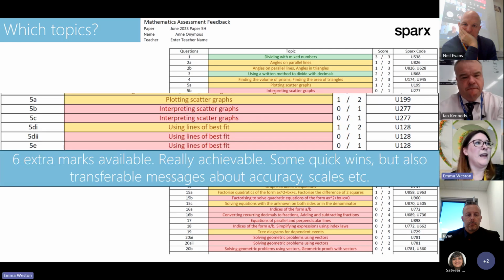Something like scatter graphs, which some of you identified, I agree that it's got some really quick wins. It's also got some of those transferable messages about a need for being accurate, a need to be able to interpret scales properly. I'm thinking of some of the common mistakes that we see with scatter graphs, but someone even put it, it's quite a quick win and it's really achievable.